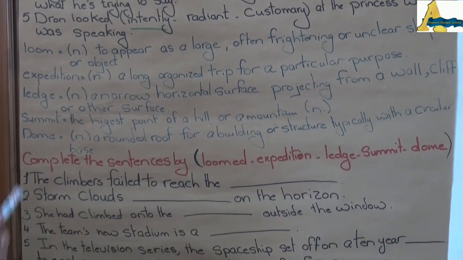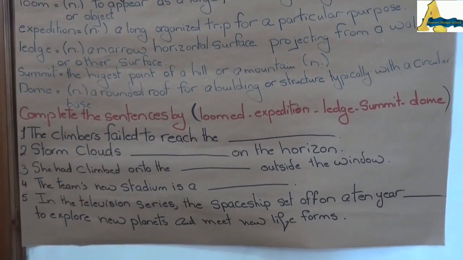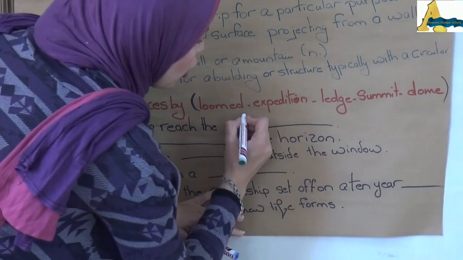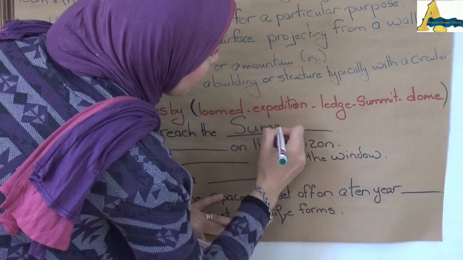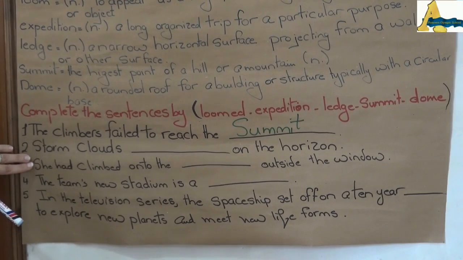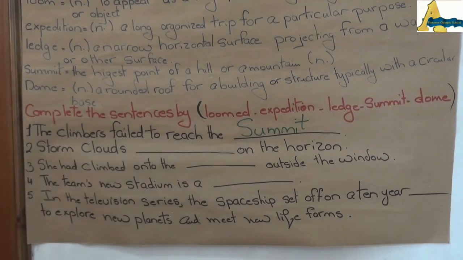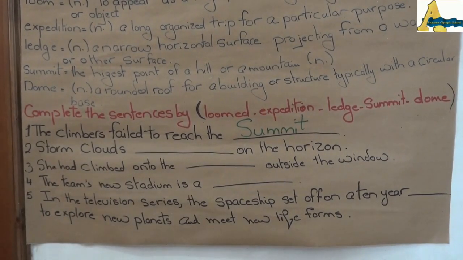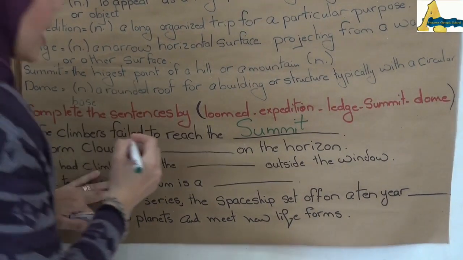Now let's answer. The climbers fail to reach the top of the mountain or the hill. They fail to reach the summit. Storm clouds on the horizon. Storm clouds, what did they do on the horizon? They loomed.